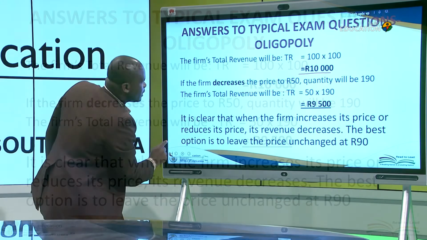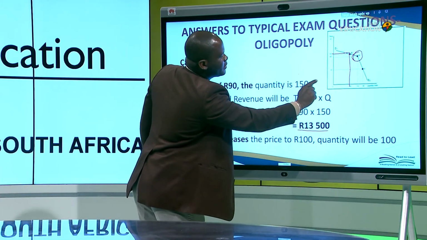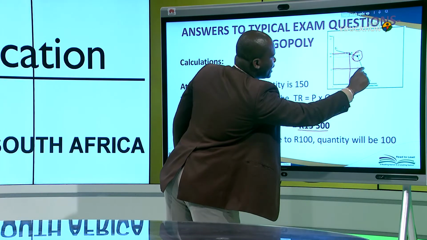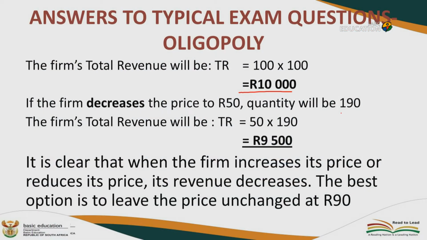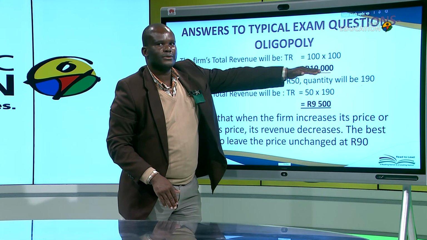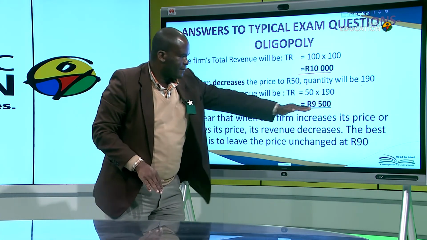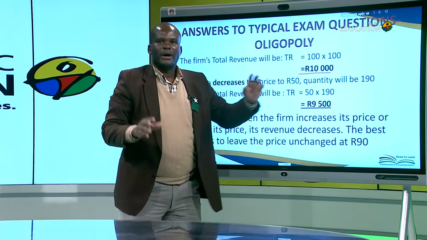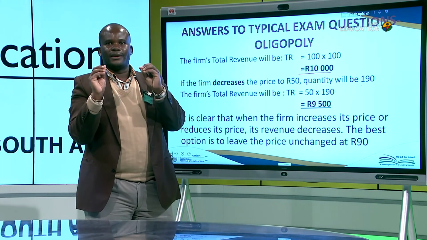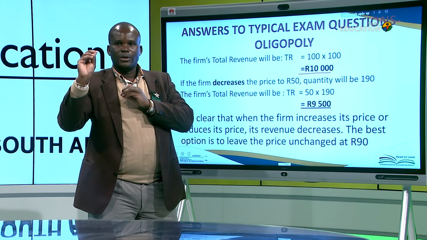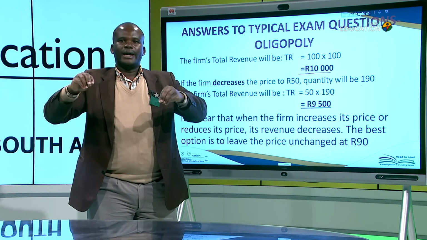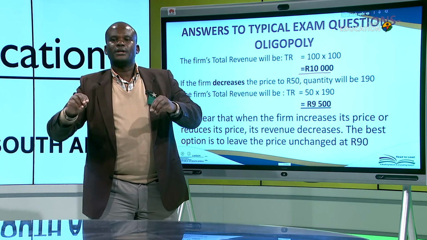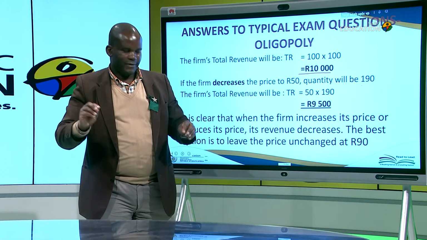Say you decide, let me reduce the price to maybe 50. What will be your revenue? It will be 50 times 190. And what is the revenue that you get? It will be 9,500. So you see that when you increase the price, revenue decreases to 10,000. When you reduce the price as well, revenue decreases to 9,500. But when you keep the price unchanged at the kink, that's where you get your maximum revenue. So we advise oligopolies to always charge a price at the kink and produce an output at the kink. Why? Because that is where they maximize their revenue.